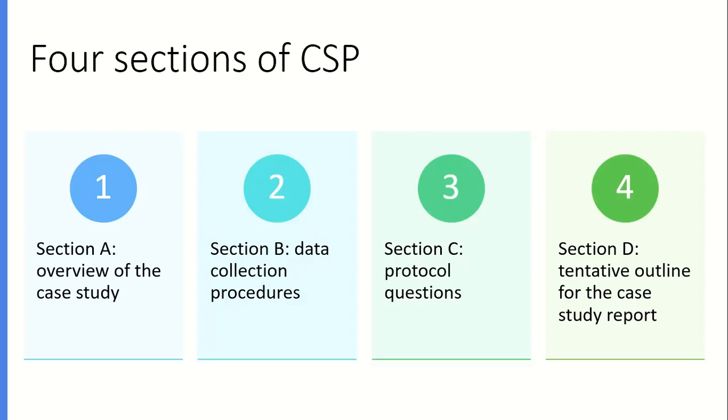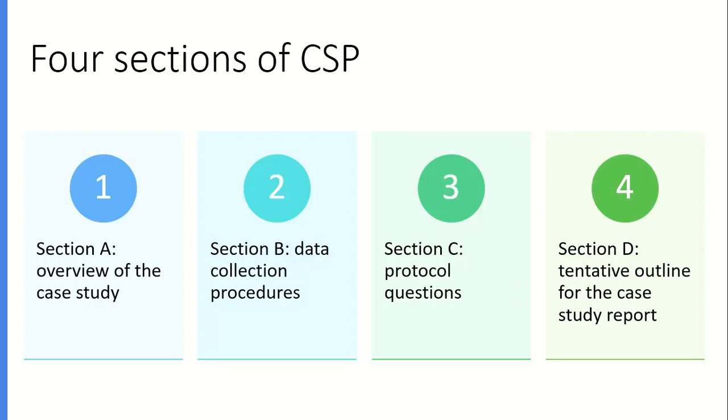The first one is overview of the case study, which can include background information, objectives, case study issues, and relevant readings. The second section is data collection procedures, which can include procedures for protecting human subjects, identification of likely sources of data, presentation of credentials to field contacts, and other logistical reminders.